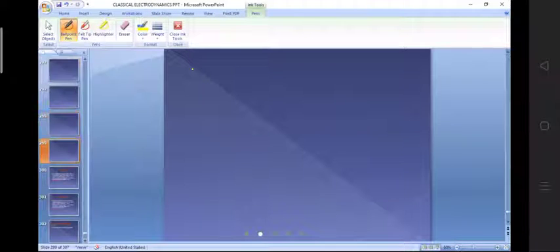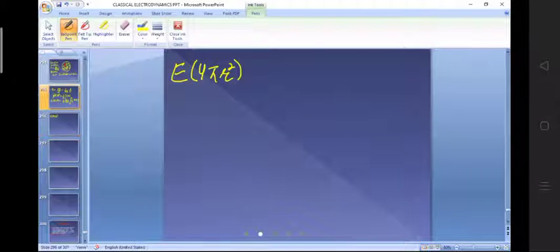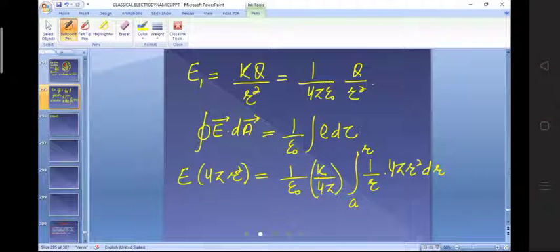So we have calculated the electrostatic field here. I will write down here electrostatic field multiplied by 4 pi r square. And that's in turn equal to k divided by 4 pi epsilon naught. This 4 pi and 4 pi will cancel in the meanwhile. So what we have is this.